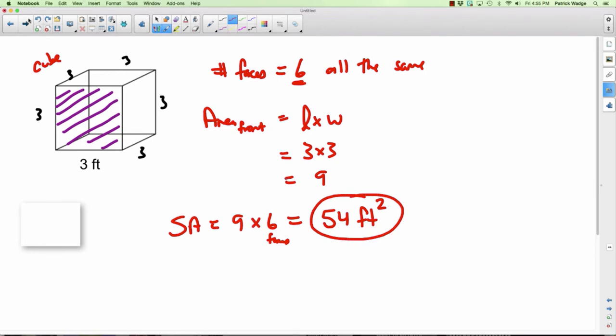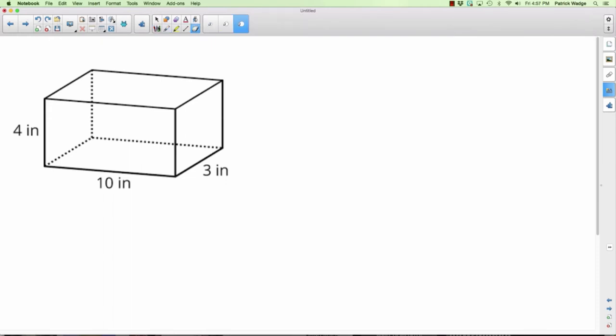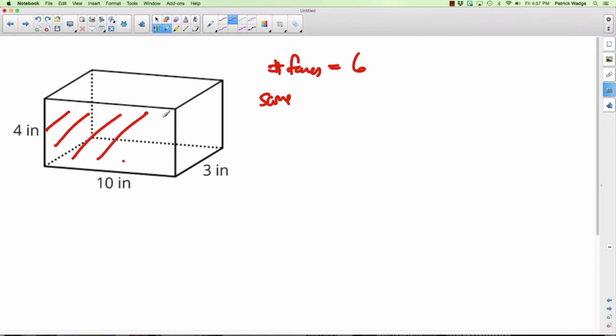Okay, let's do rectangular prism. How many faces does this have? This shape right here has how many faces? Well, in some ways it's very similar to a cube, isn't it? It has a front, a back, a top, a bottom, a left, a right. It has six faces. Now, which ones are the same? Okay, well, let's take a look at the front here. Which one's for sure going to be the same as the front? The one on the back. So we've got front and back the same. You don't have to write all this out for me when you're doing yours. I just want to make sure you understand it.